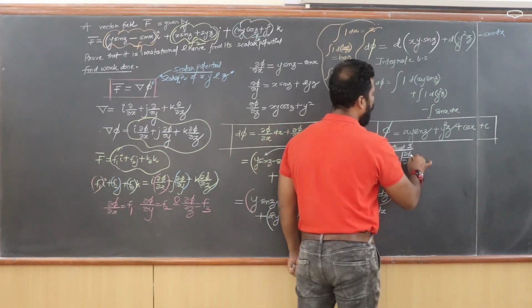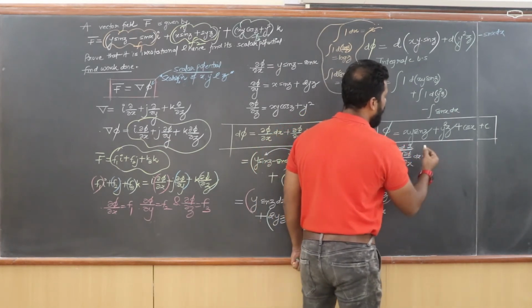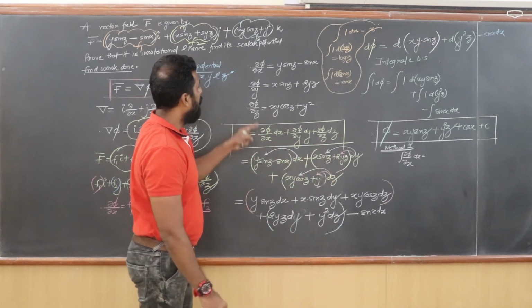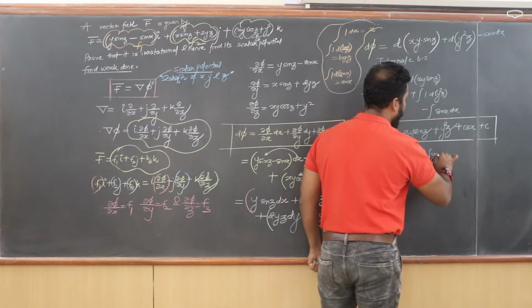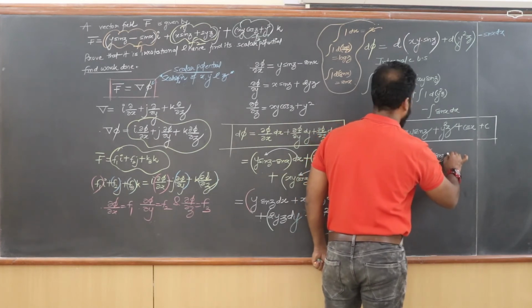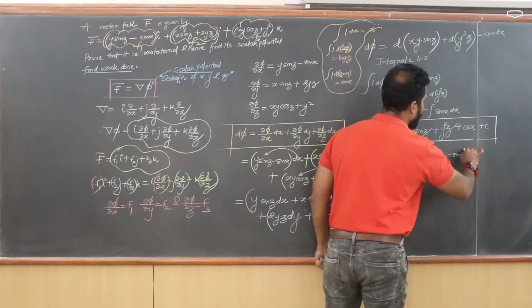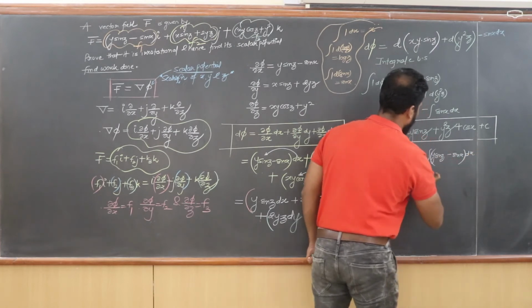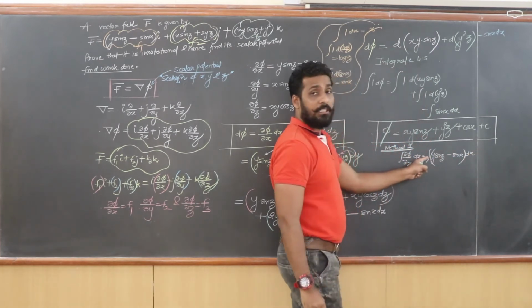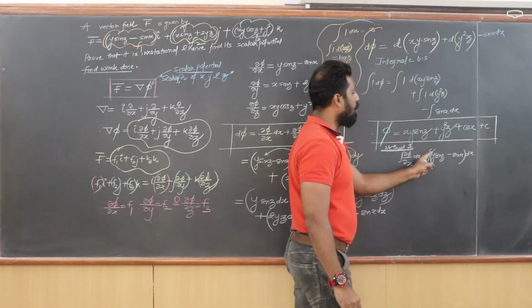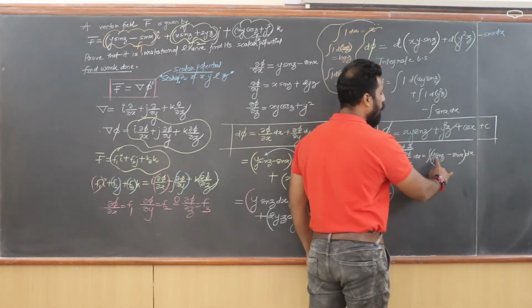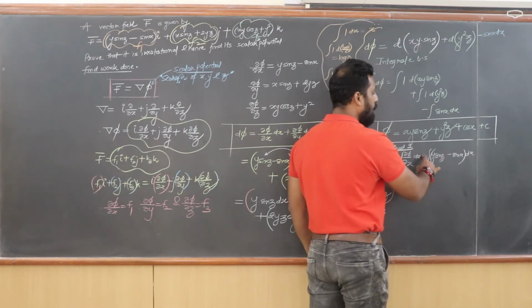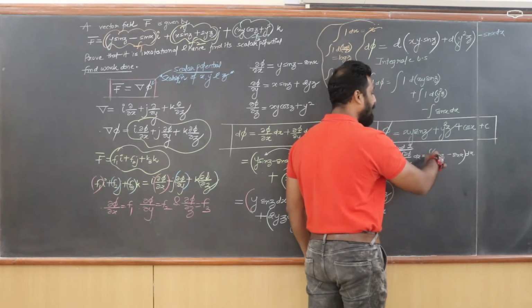So integration of dou phi by dou x dx. That's going to come as integration of y sin z minus sin x dx. So we know integration is carried out with respect to x. That means the terms of y and z should be kept as constant. So y and z both are constants, go outside the integration. One is left. Integration of one is x.